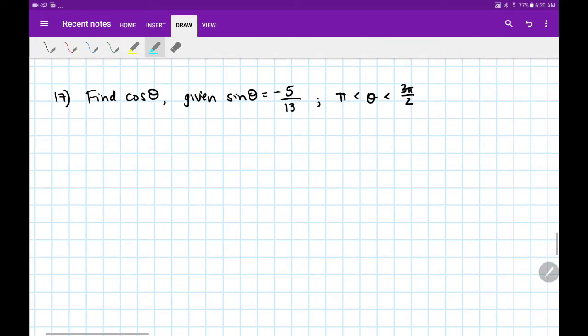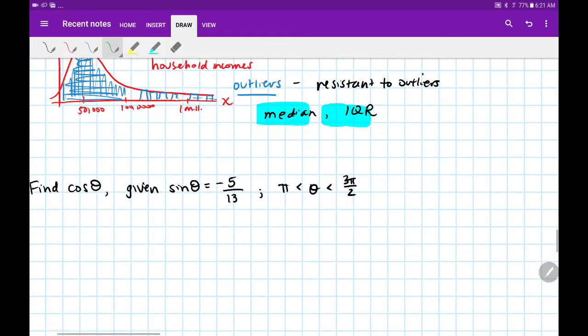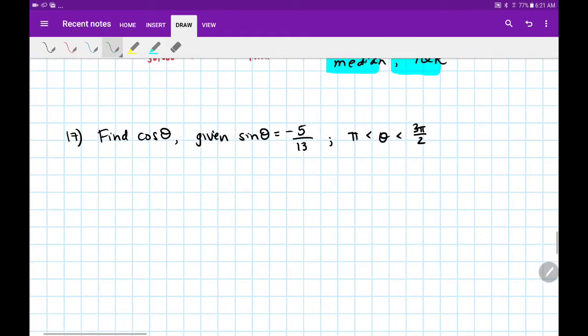All right, moving on to 17. 17 asks us to find cosine of theta given the two pieces of information. First, they're telling us that sine is -5/13. That's useful only if you know what to do with it. So first of all, when we see sine, cosine, tangent, they're giving us some ratio on the other side, immediately label that x, y, and r. So sine, my sine formula is y/r. And I'm writing it down right away because that'll help me label my sides later on.